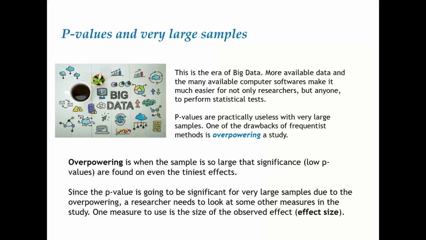Overpowering is when the sample's so large that you're going to see low p-values everywhere, even on the tiniest little effects, tiniest little differences. And since that p-value is going to be significant for very large samples due to this overpowering, we need to look at some other measures in the study. One measure to use would be the effect size, and I'm going to go over that next.